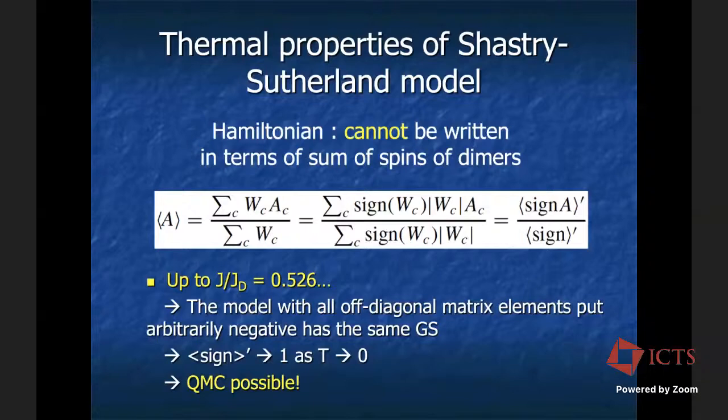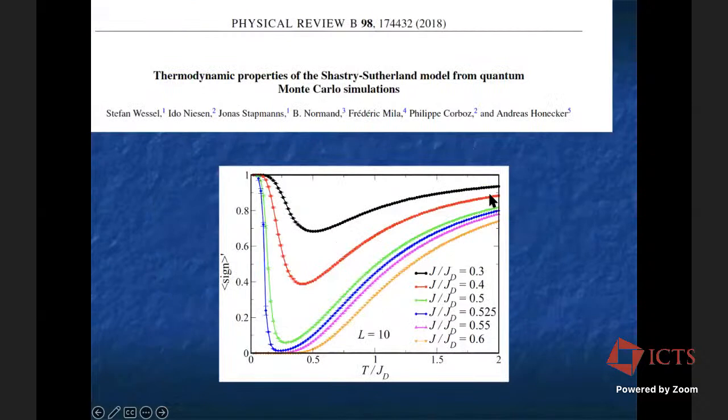So there will be a minus sign, but it's easy to show that under these circumstances, the average value of the sign goes back to 1 when the temperature goes to 0, because the ground state is the same. So this means that there will be a sign, but at low temperature, the sign is not a problem. So quantum Monte Carlo is in principle possible again. So quantum Monte Carlo is not always impossible. So this is shown here.